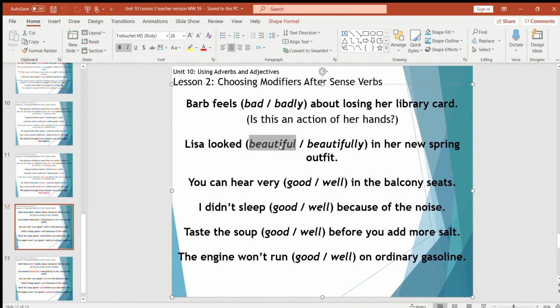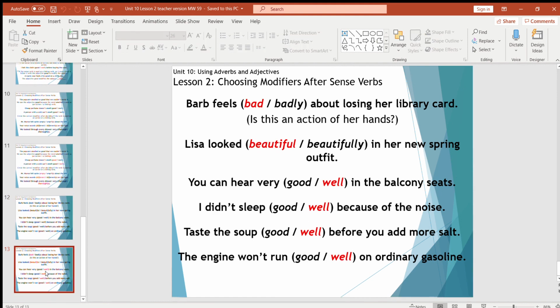You can hear very good or well in the balcony seats. Here the verb is being done as an action, so you can hear how? You can hear well. I didn't sleep good or well because of the noise. You do things how? You do things well. Taste the soup good or well before you add more salt. Again, you are physically doing this, so you taste it well. And the engine won't run good or well on ordinary gasoline. It won't run well, right? Because it is in action.